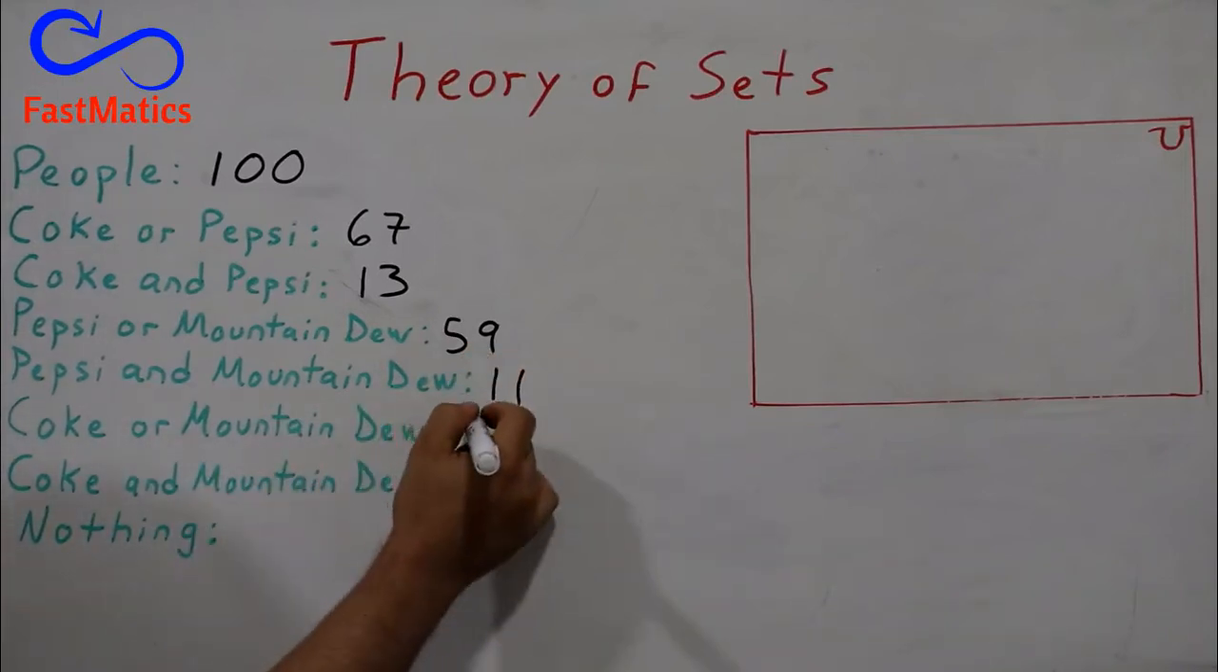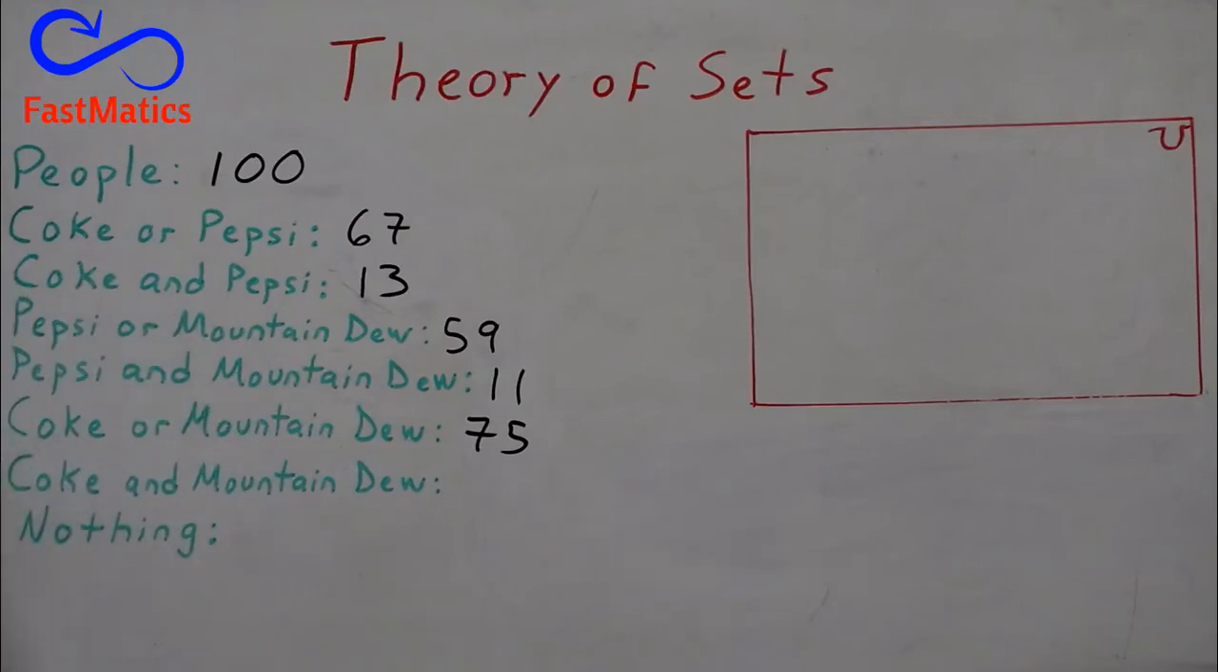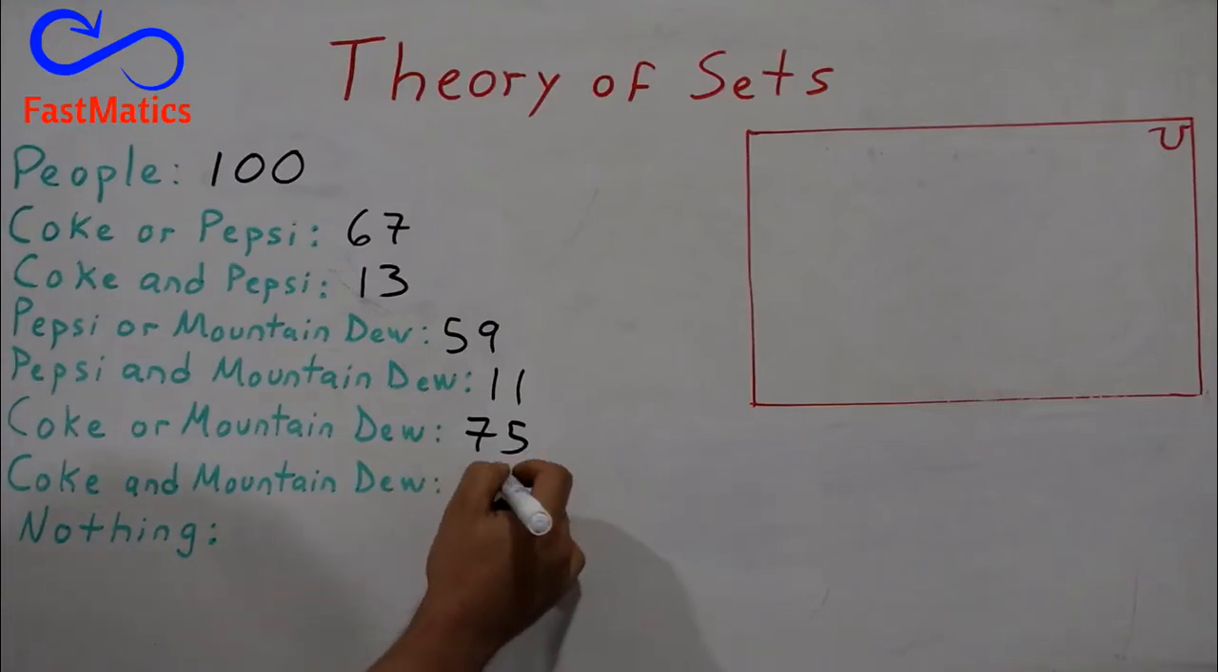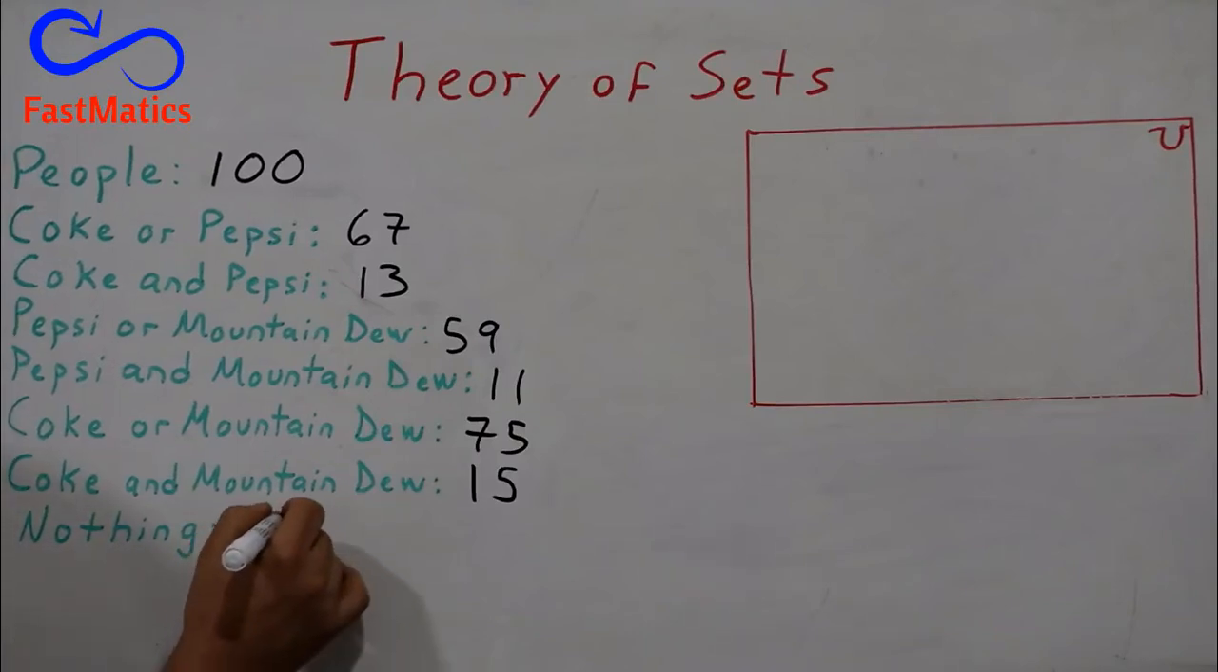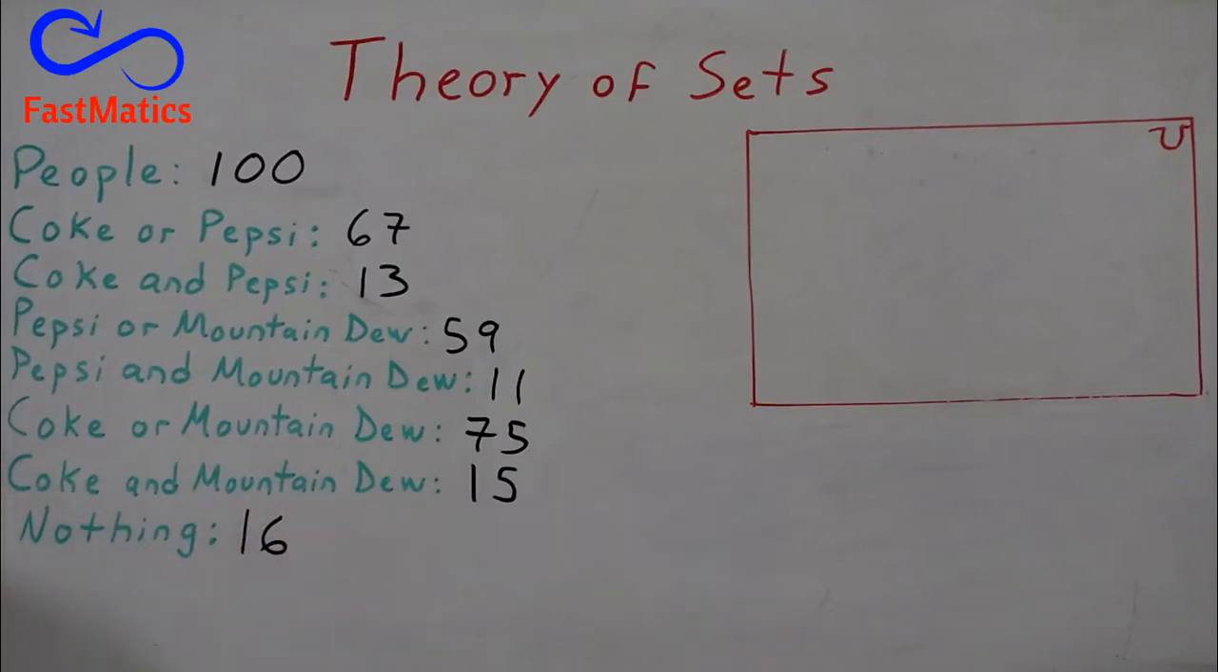After that, 75 people like Coke or Mountain Dew, and 15 like Coke and Mountain Dew. That means both. But only 16 don't like carbonated drinks.